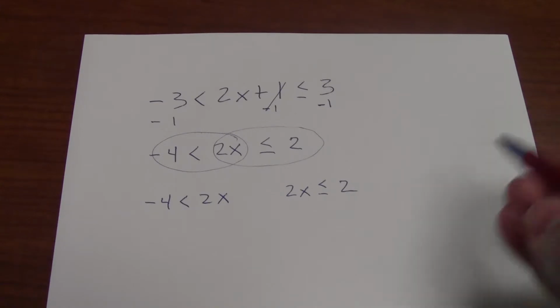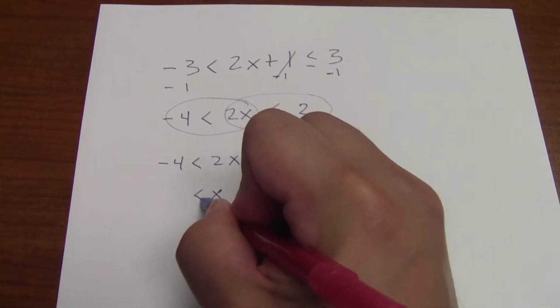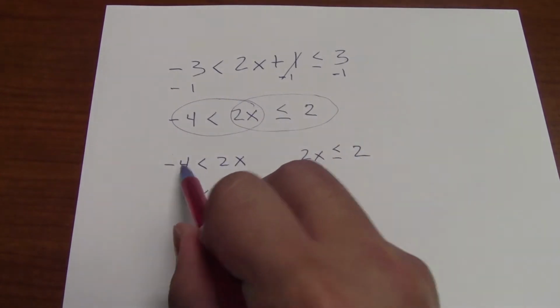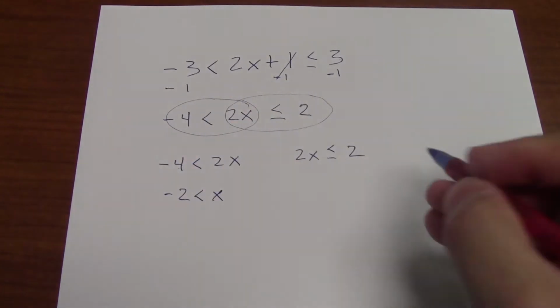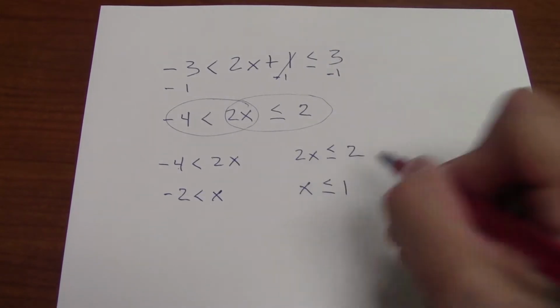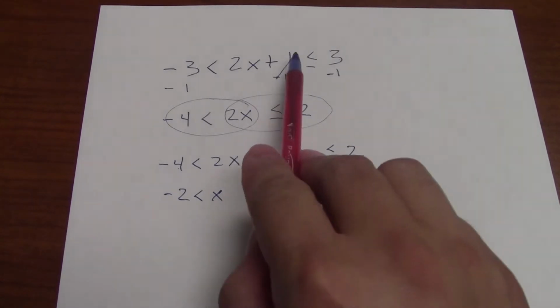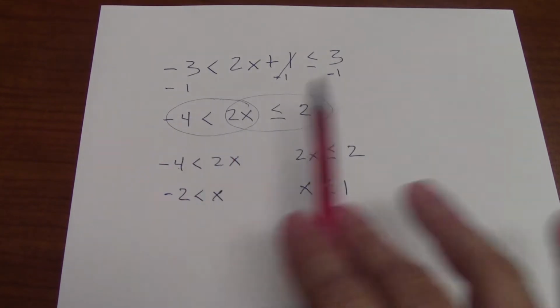All right, and then I can go ahead and just solve. x less than 2 goes into 4 2 times, so negative 2. And then in this case, x less than or equal to 1. That's your answer. Once again, just make sure you solve and get rid of everything on either side. You're good.